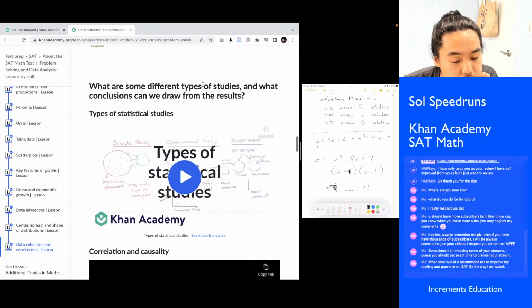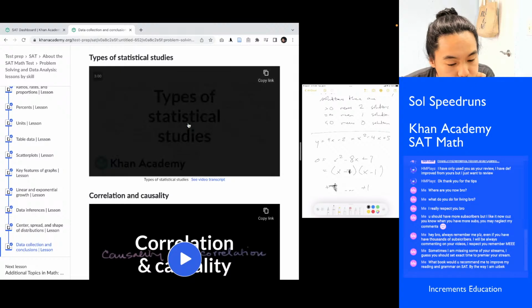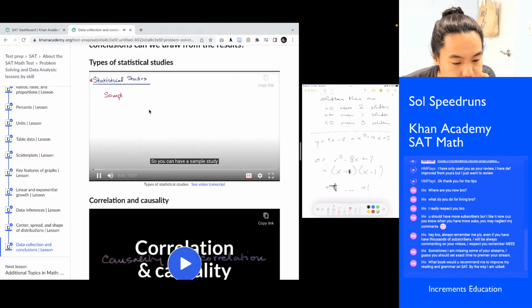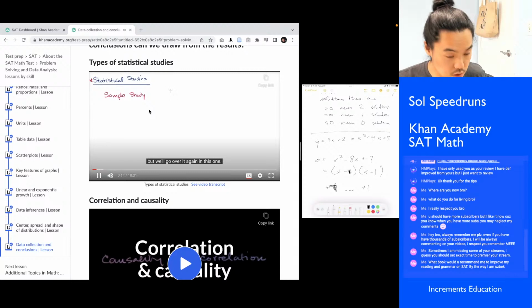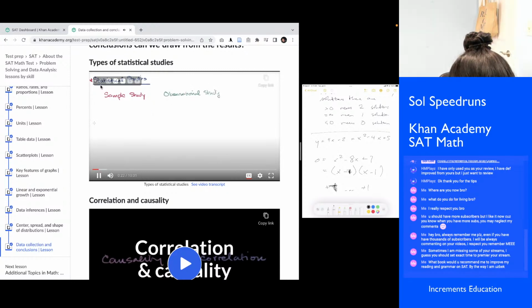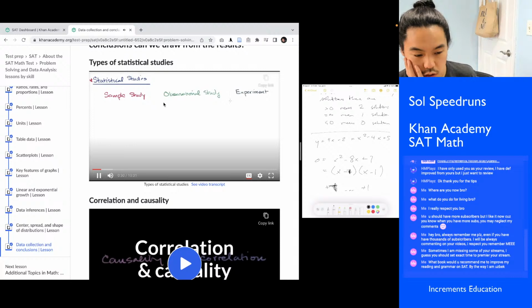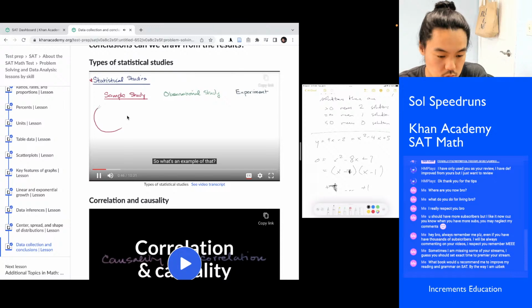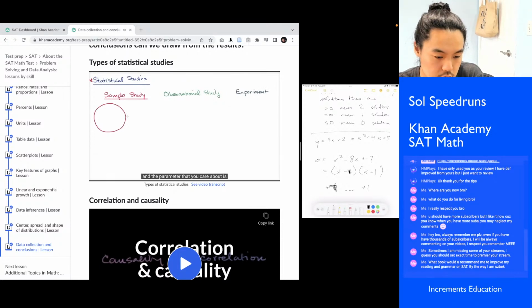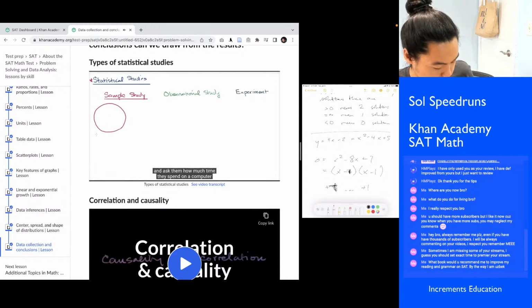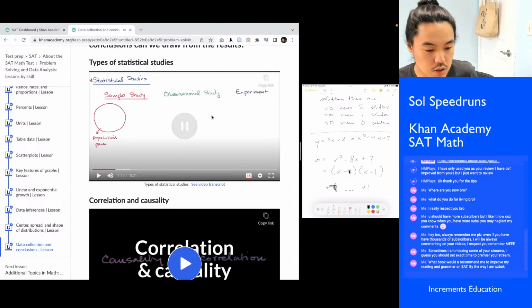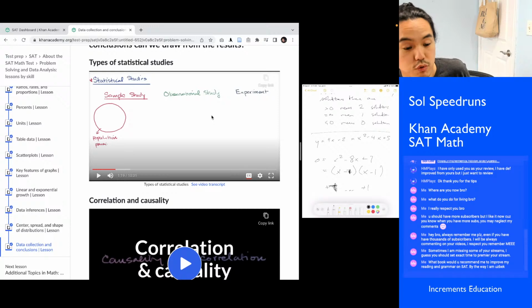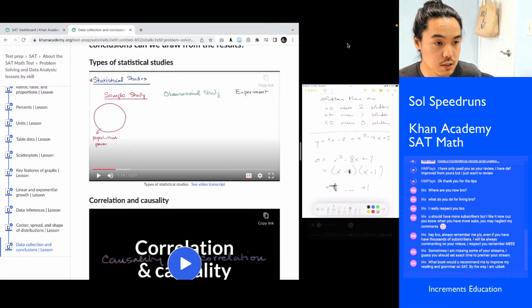Okay, here we go. What are some different types of studies and what conclusions? Statistical studies. Actually, I'm kind of curious. Here, let me increase this to 3.3. This is actually kind of useful. This is useful for the reading and writing, specifically for the science passages.